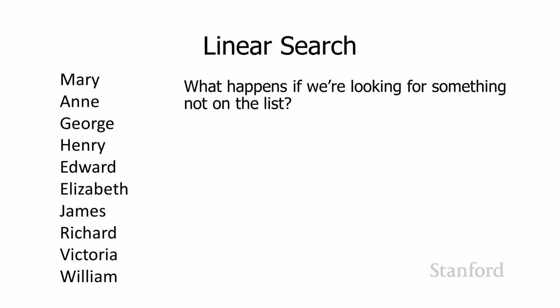Now, if we're looking for a name that's not actually on the list, we start off again by comparing to Mary. We compare to Anne. We compare to George. We go all the way through the list. We get to William. We still haven't found the name because the name is not on the list. And then we realize we're at the end of the list. So we conclude that because we've gone all the way through the list and haven't found the item, this item is not on the list at all.